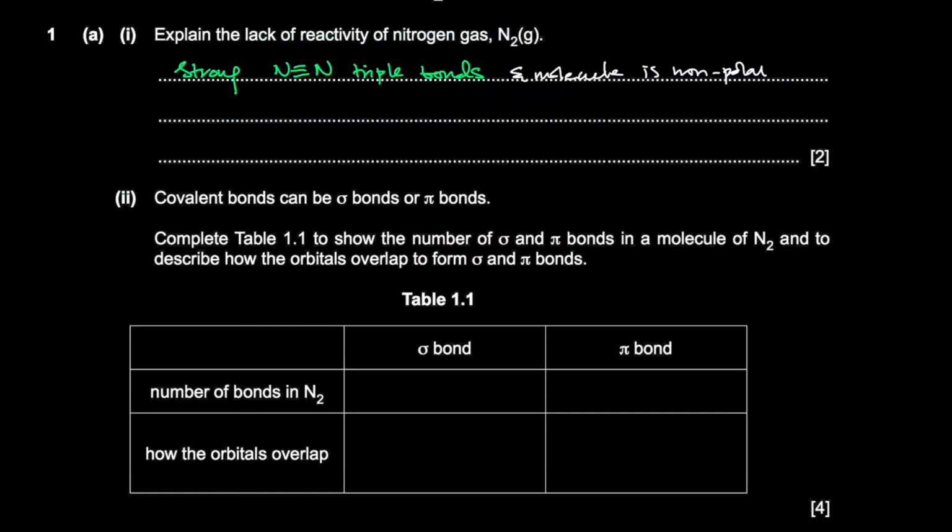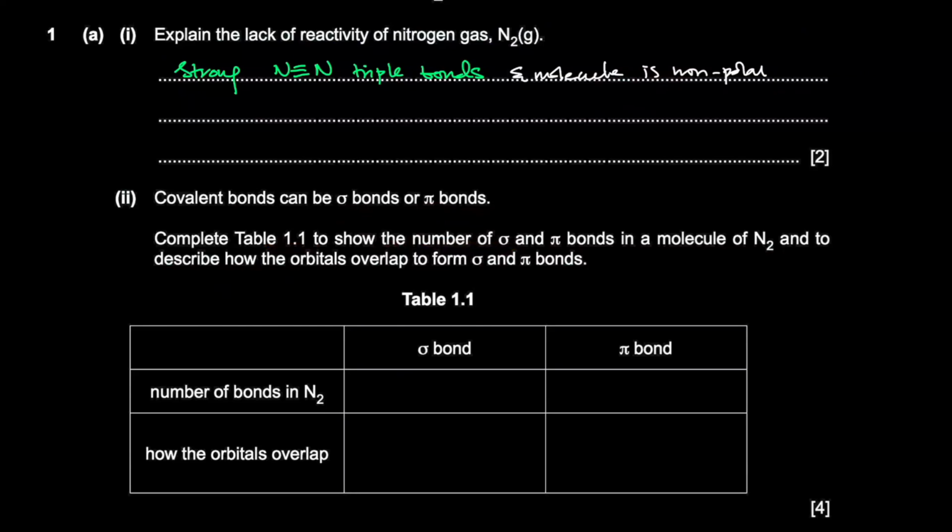Covalent bonds can be sigma bonds or pi bonds. Complete table 1.1 to show the number of sigma and pi bonds in a molecule of nitrogen and to describe how the orbitals overlap to form these bonds. Now, a sigma bond, remember, any covalent bond will always have one sigma bond, whether it's single, double, or triple. Single bond is only sigma, double is sigma and pi, triple is sigma and two pi bonds.